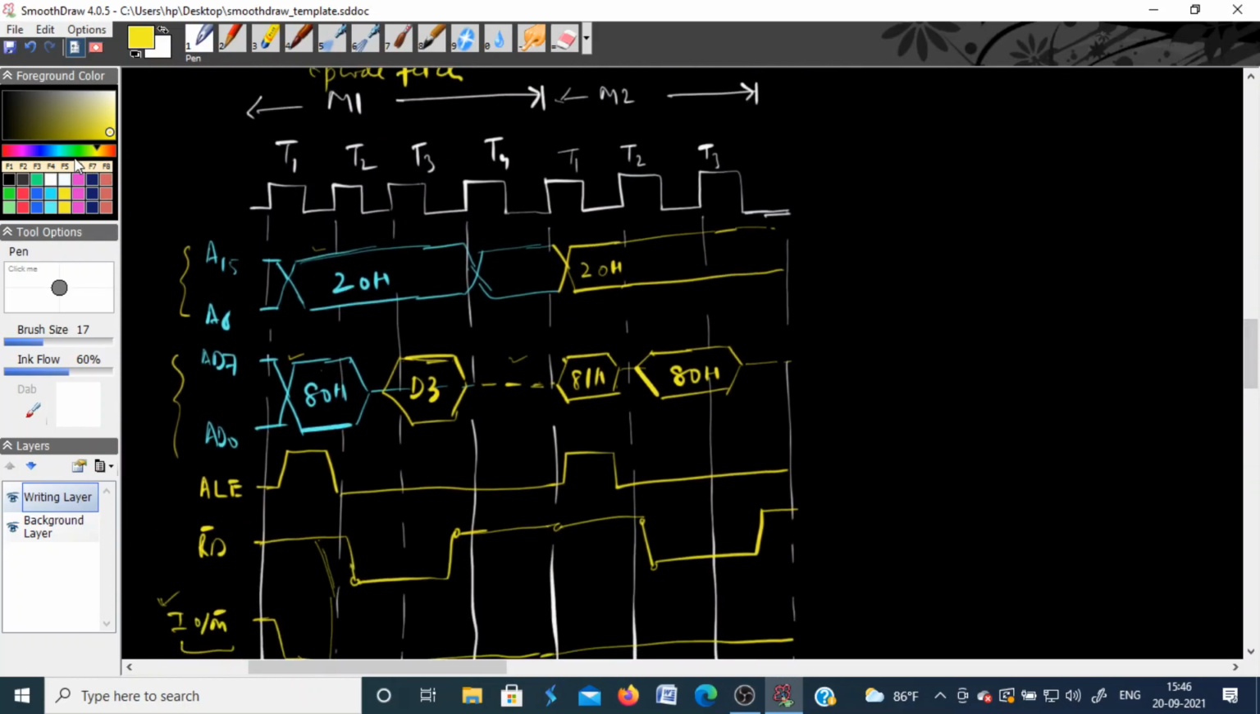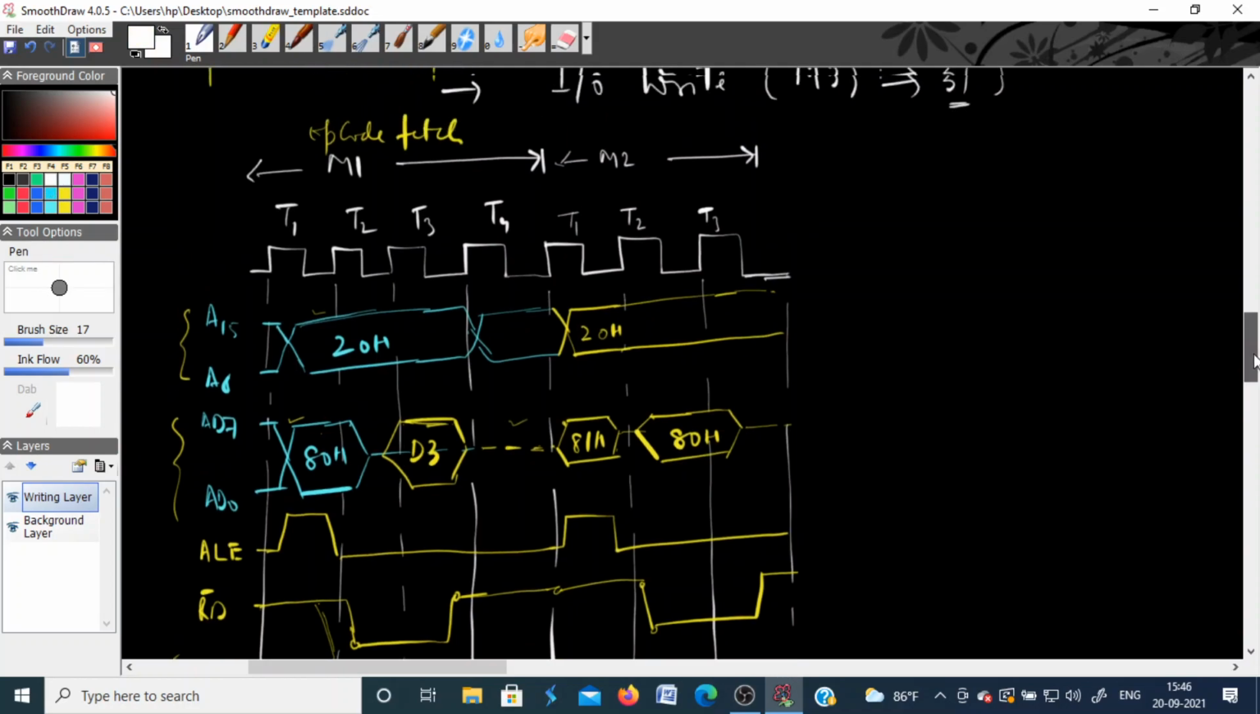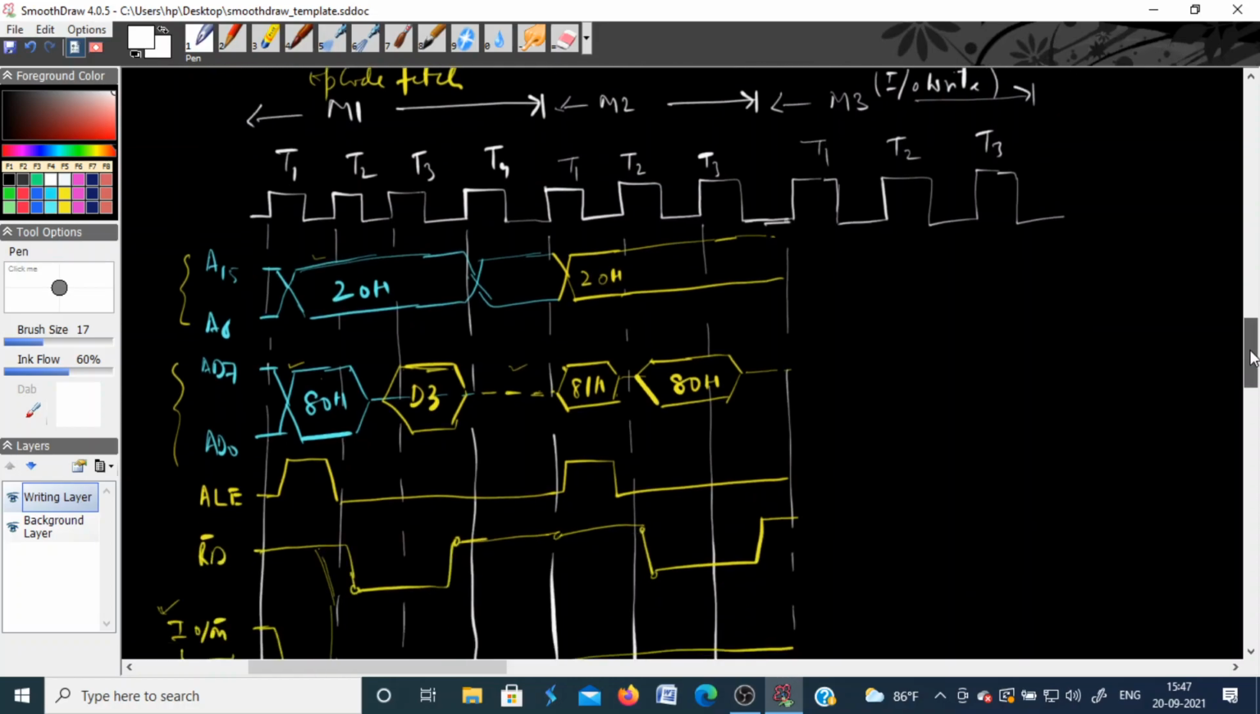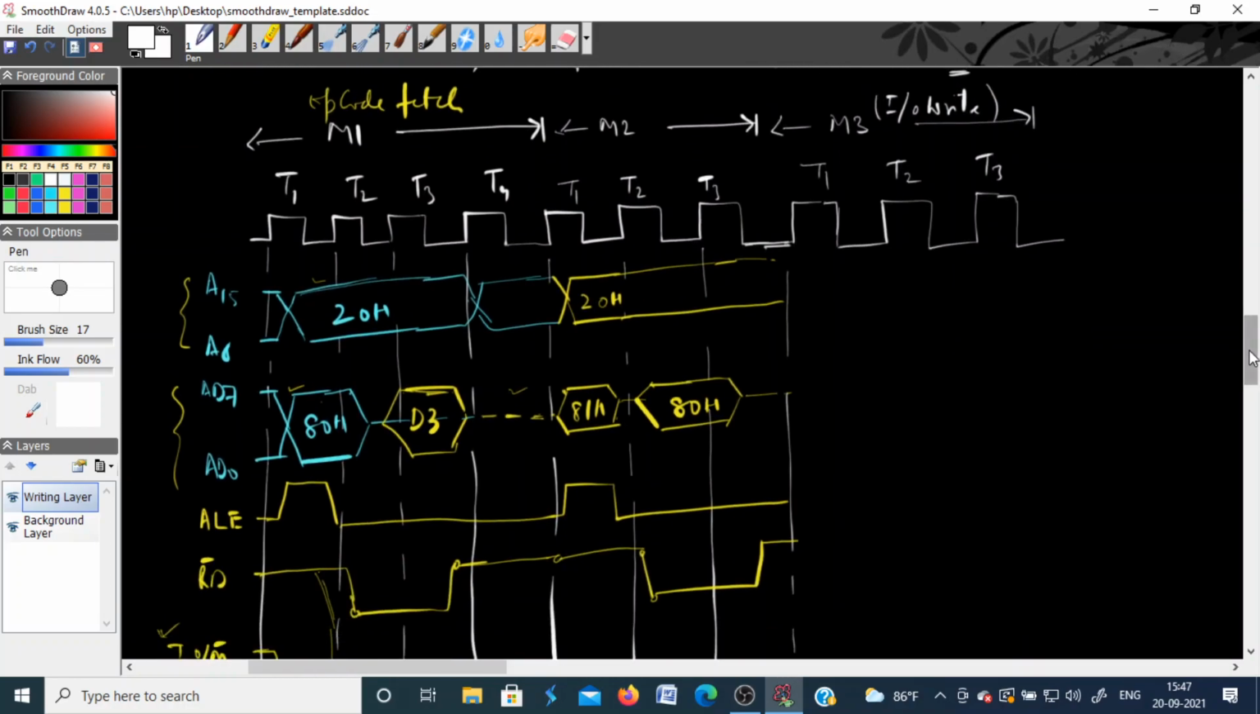Now what is the last cycle we have? The last cycle is your input output write operation. It again involves three T states, 1, 2, and 3. So this is now my machine cycle M3, which involves again three T states, T1, T2, and T3, and this machine cycle is the input output write cycle. During this machine cycle, the processor will transfer the contents of the accumulator to the output device, which is identified by this port address.